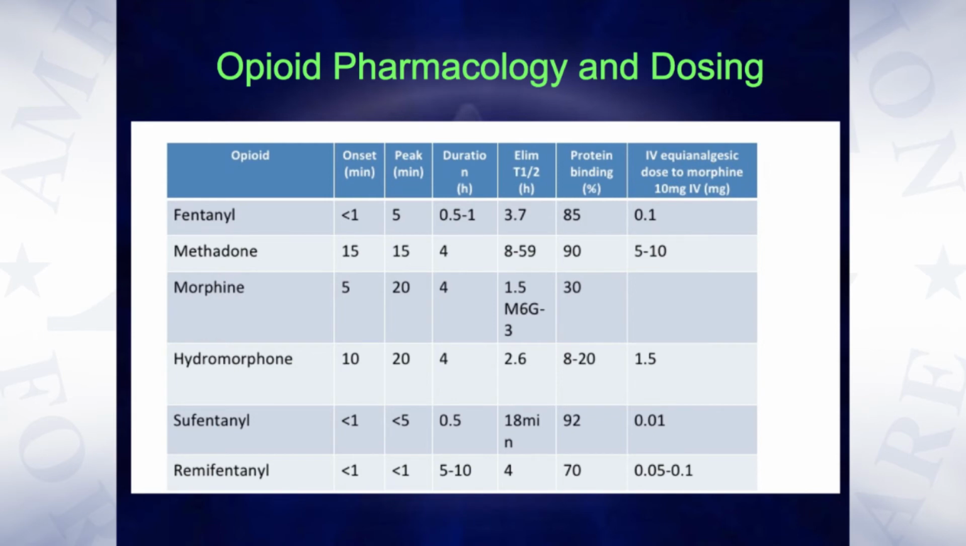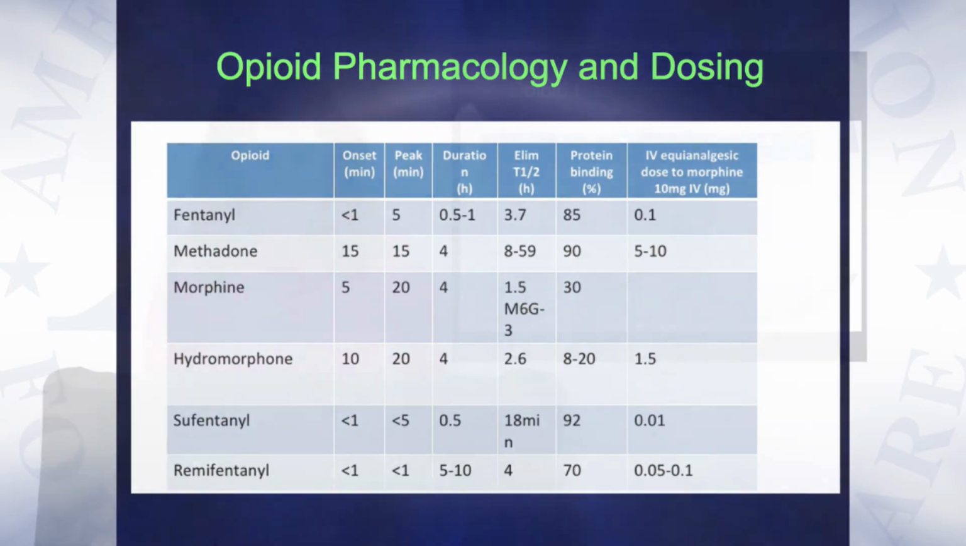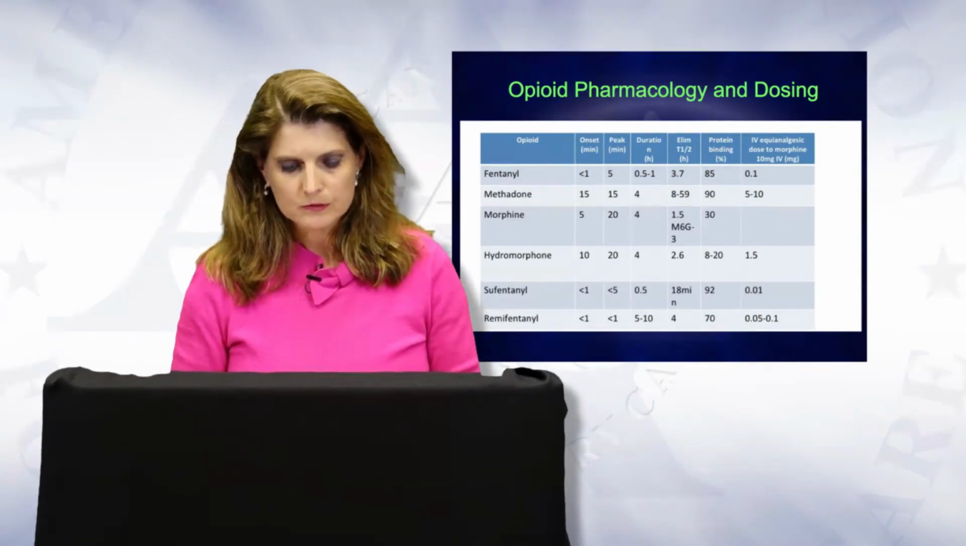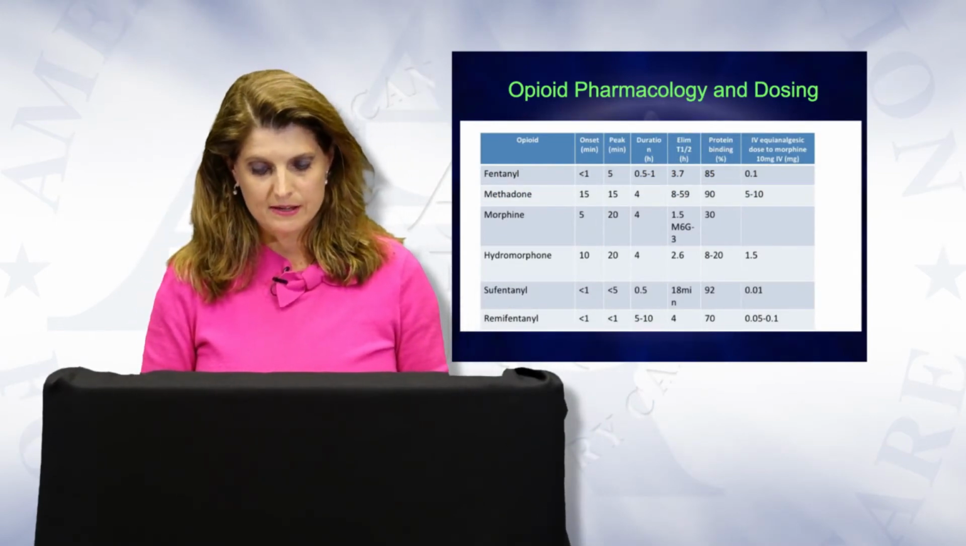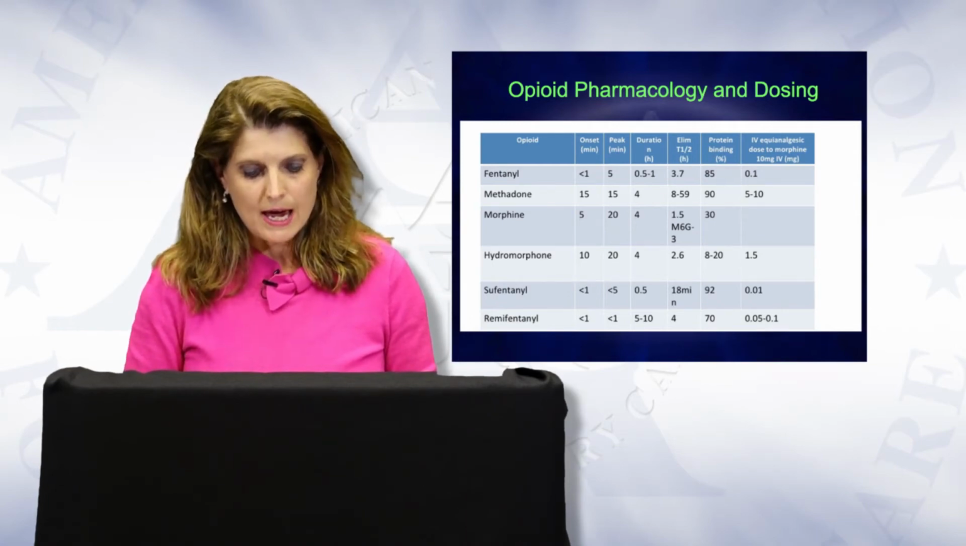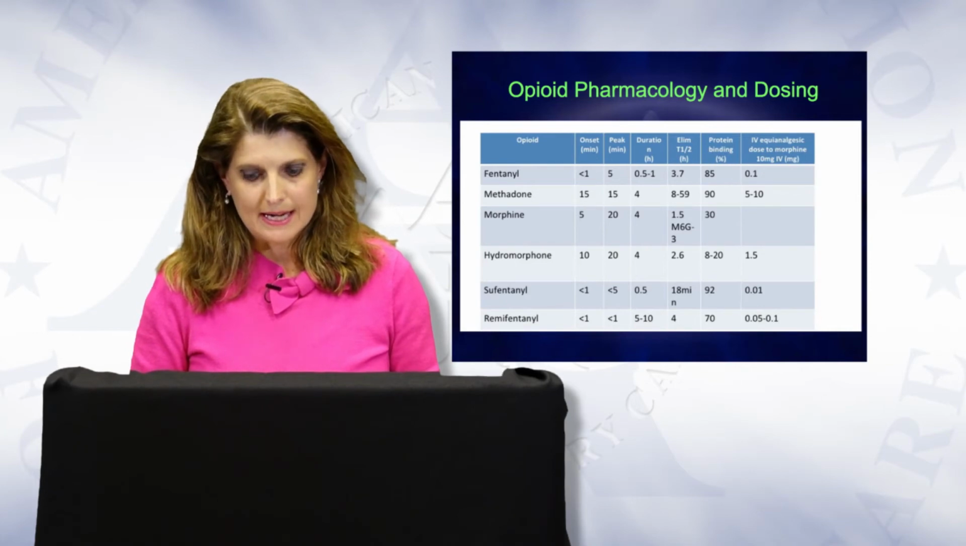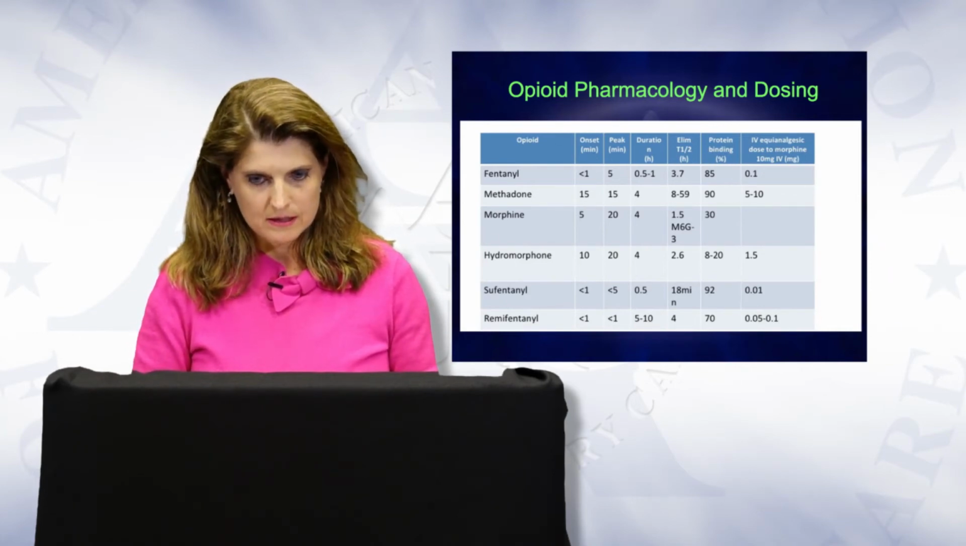Hydromorphone, also known as Dilaudid, 1.5 milligrams of Dilaudid is comparable to 10 milligrams of morphine. And in the sedation and procedure room, we rarely use sufentanil because the tail is just way too long. And remifentanil, as I mentioned, is just too short acting. You don't really get any benefits at all.